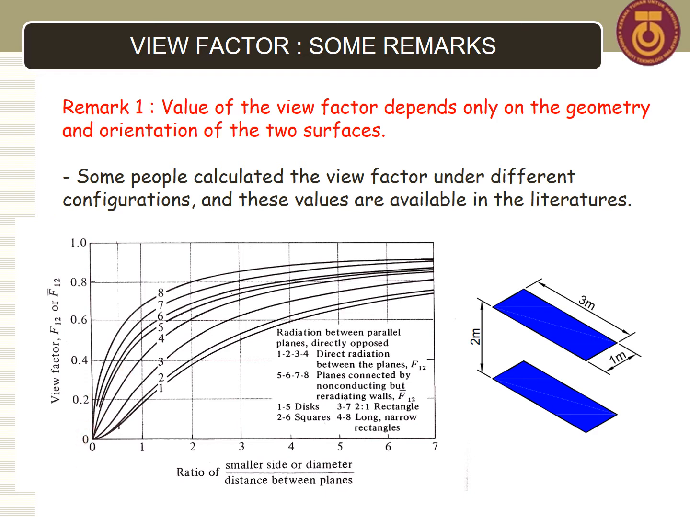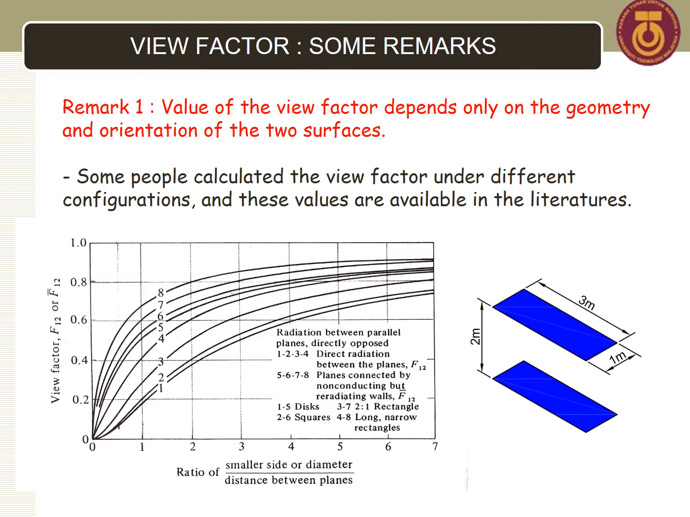So for this example, x equals the smaller side, which is 1 meter, divided by the distance between the planes, that is 2. So on the x-axis you need to refer to half, which is somewhere around here. Then we need to drag it to the curve, let's see.